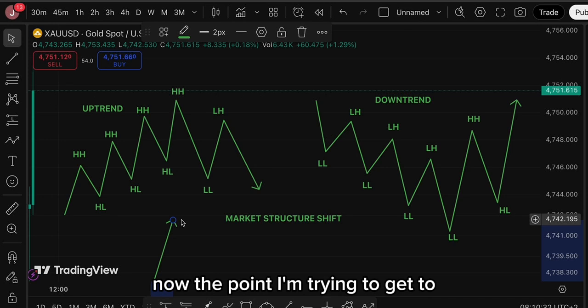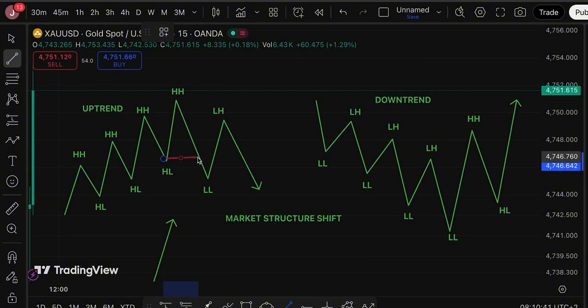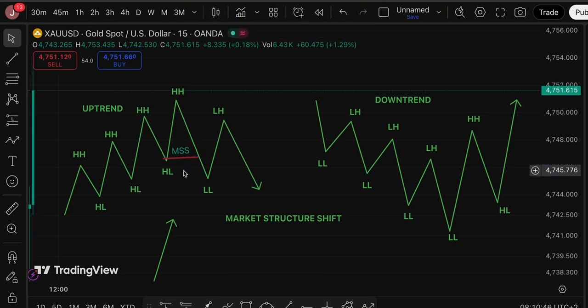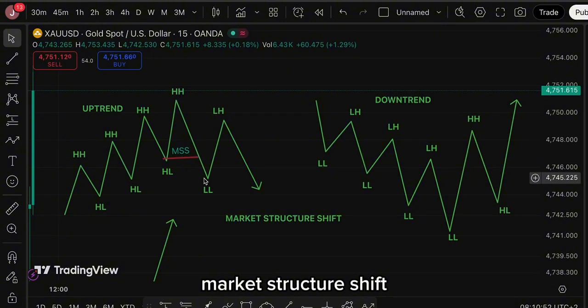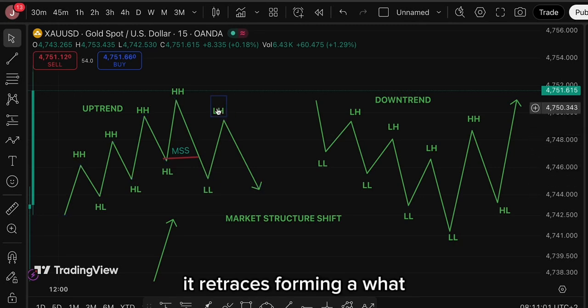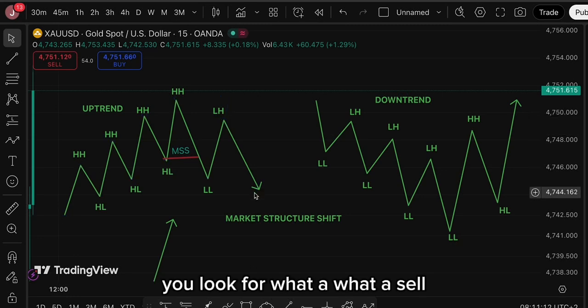Now, the point I'm trying to get to, what if there's a situation when it breaks? Let me type MSS. This shows that now there is a market structure shift, whereby it forms a lower low. It retraces, forming a lower high. In an uptrend, you buy, right? But when there's a market structure shift, showing you that now there's a change in market direction, you look for a sell.